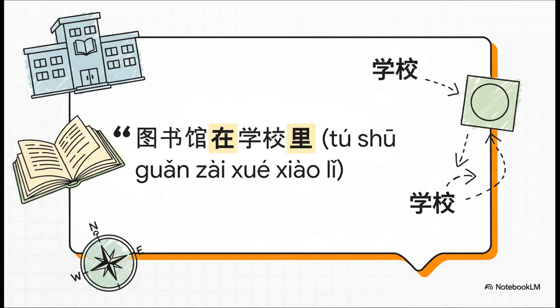图书馆在学校里. Now, on the surface, it looks simple enough, right? The library is inside the school. But trust me, this sentence is absolutely packed with everything we need to understand how to describe the location of pretty much any object in Mandarin Chinese. So let's get ready to break it down piece by piece.